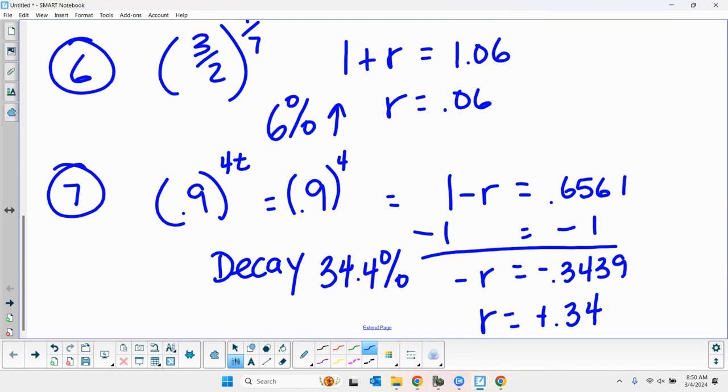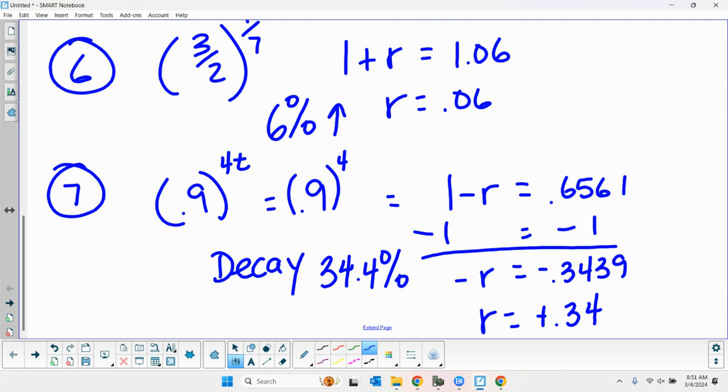Questions on 6 or 7, that type of problem. So what we did when we had different looking exponents, t over 7 or 4 times t, we put 1 in place of the t, so we can figure it out and then write if it's decay, 1 minus r equals that. If it's growth, 1 plus r equals that, so we can figure out our rate of growth or rate of decay. Okay? Any questions?